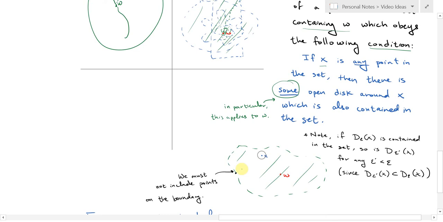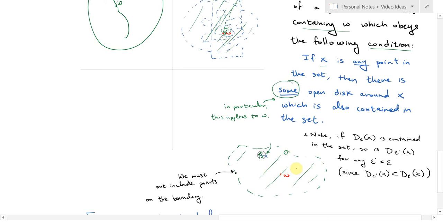I should be able to find some small enough disk centered at X that is completely contained within this neighborhood, within this set. I might have to make a really, really small disk. If I pick something really close to the boundary, I can still fit a disk in there, but it has to be a really tiny disk. And the closer I get to the boundary, the tinier the disk has to be. But I can always find some open disk around any point in this entire set.